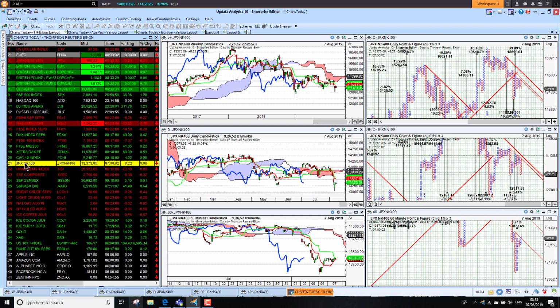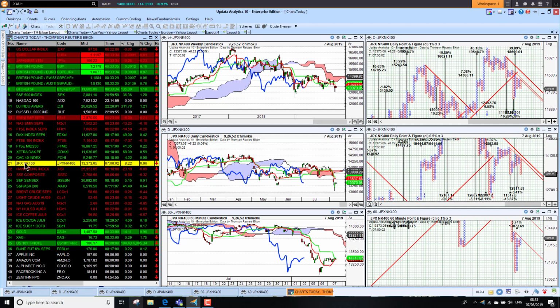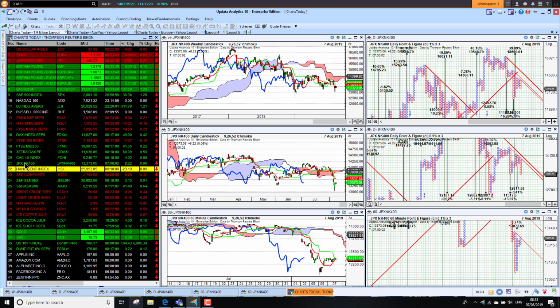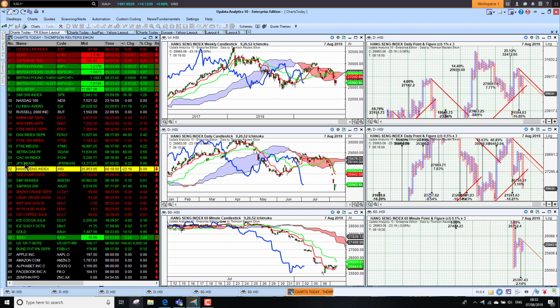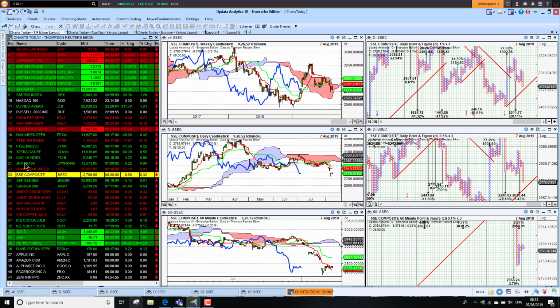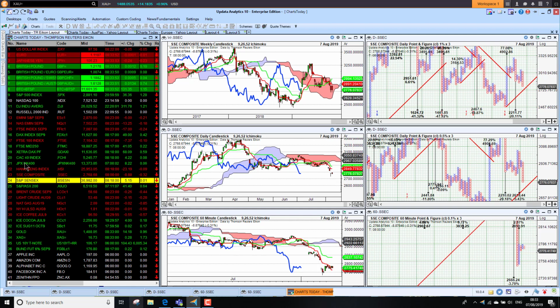In Asia, we saw the Japanese market was flat. It was just up very, very slightly, and again is still bearish on all three time frames here. The Hang Seng was down slightly, and again bearish on all three time frames, and the Shanghai index was down 0.3%. And again, that's bearish on all three time frames.